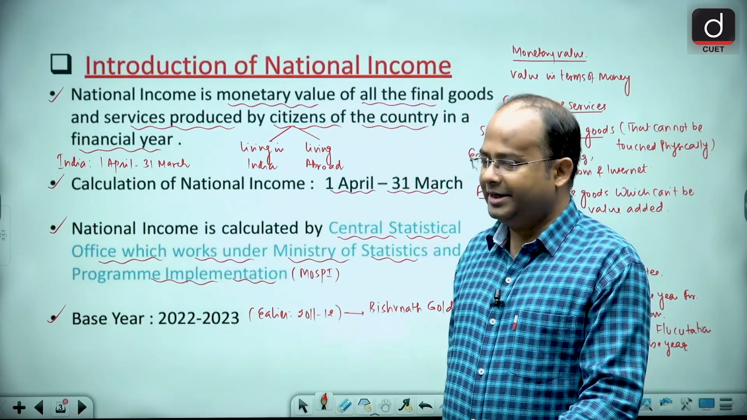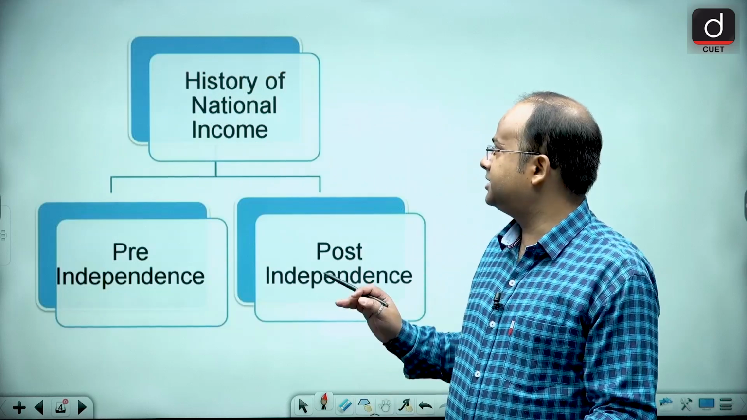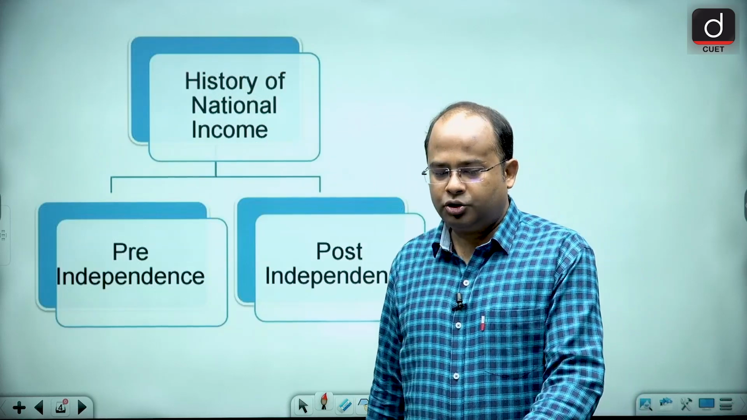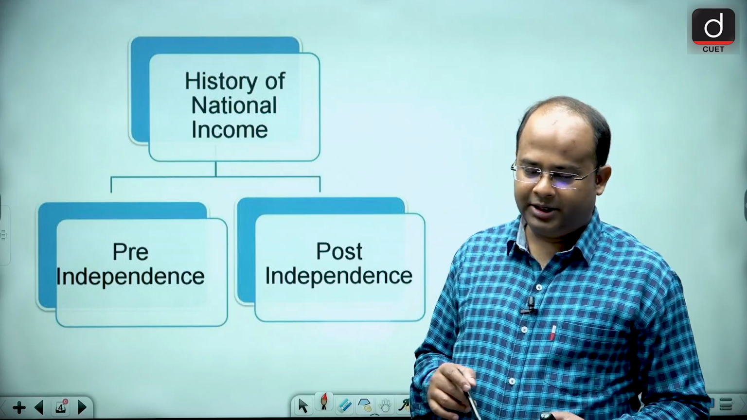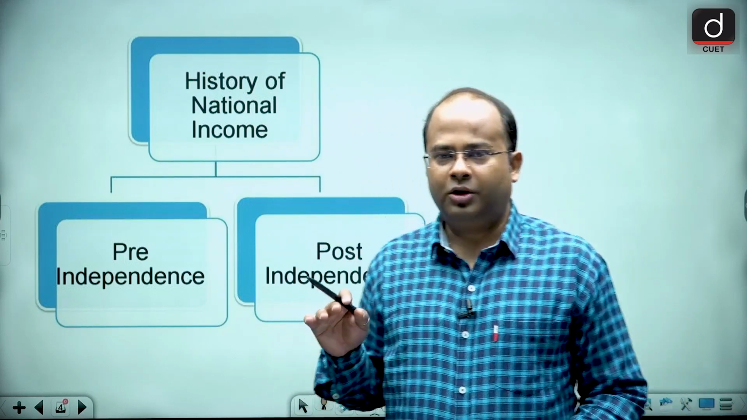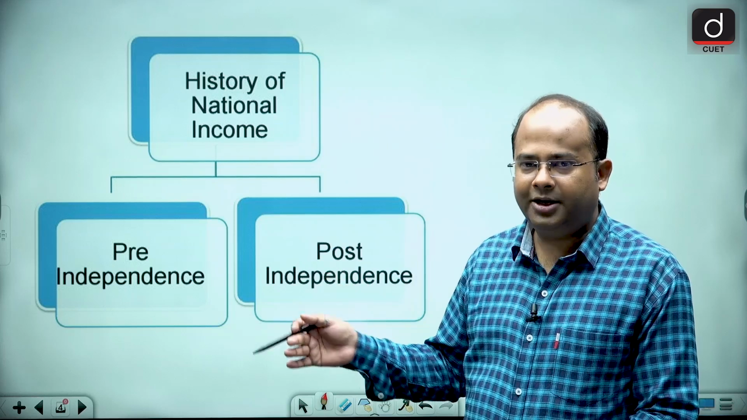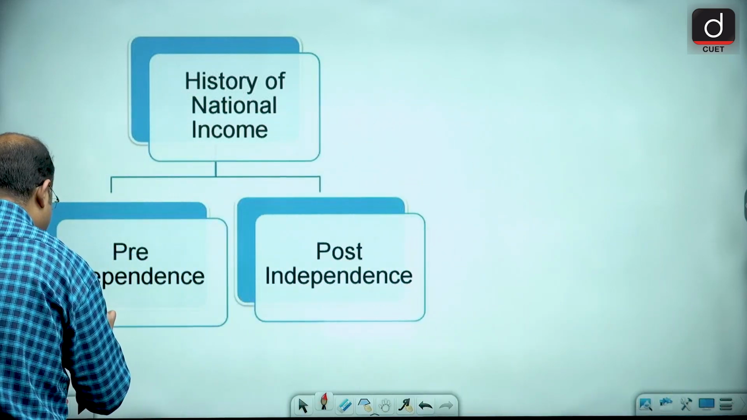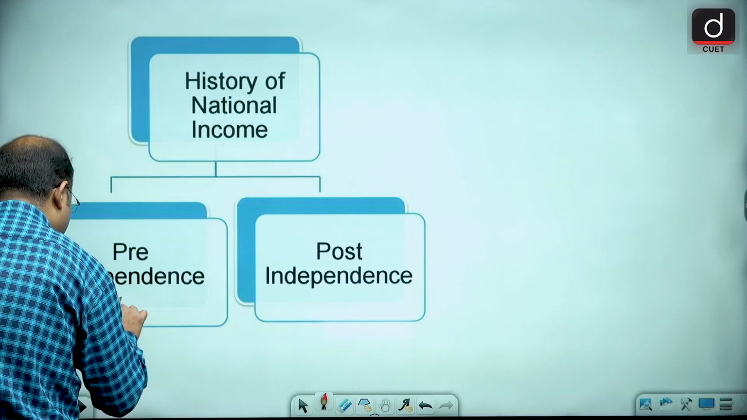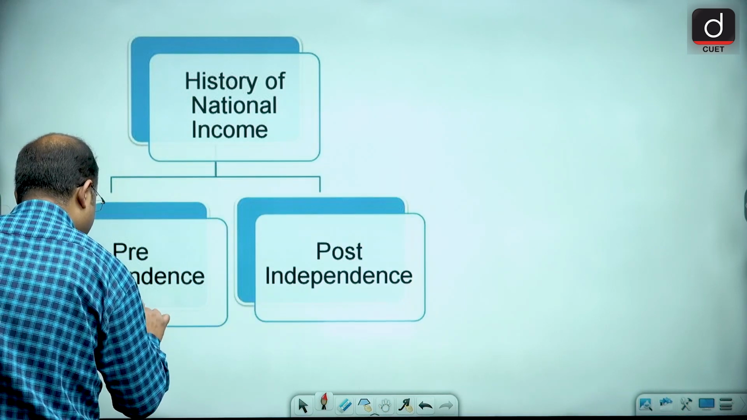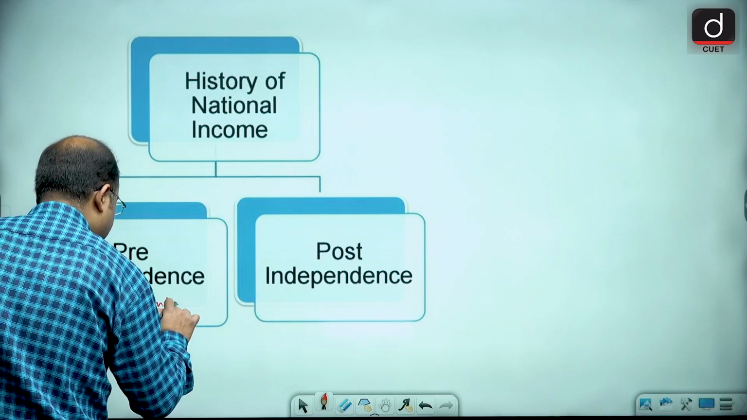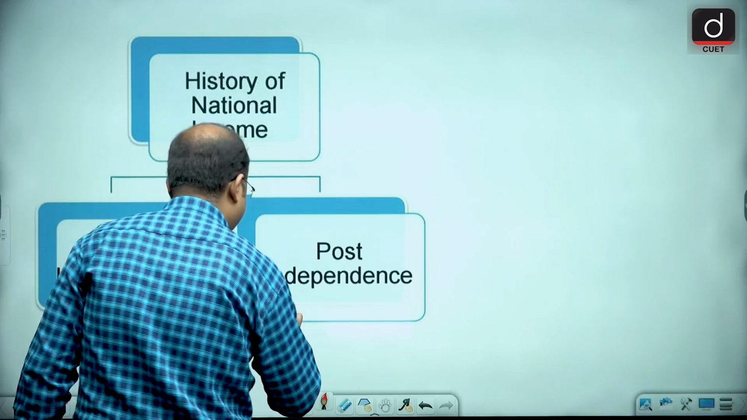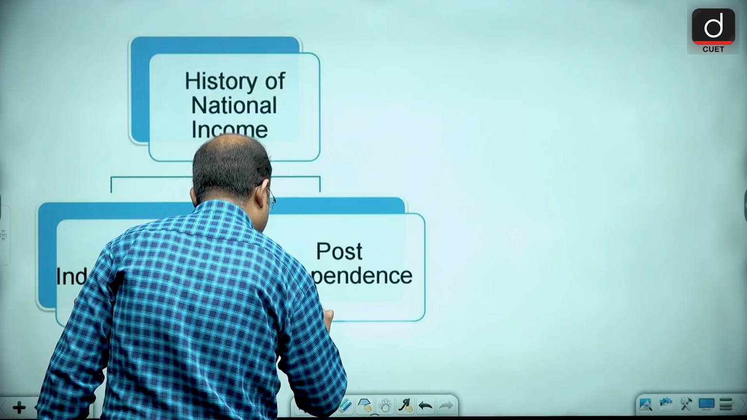Okay. Now let's come to the next thing, that is the history of national income. So now we are going to discuss the history of national income. The history of national income is divided into two parts: pre-independence, that means before independence, and post-independence, means after independence.